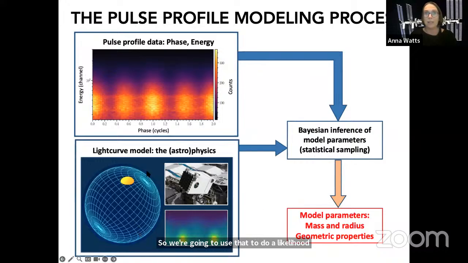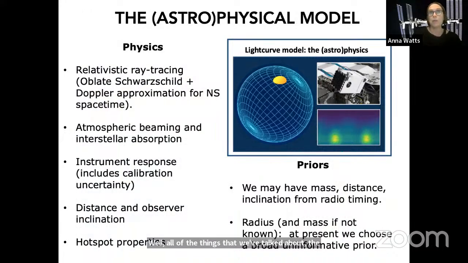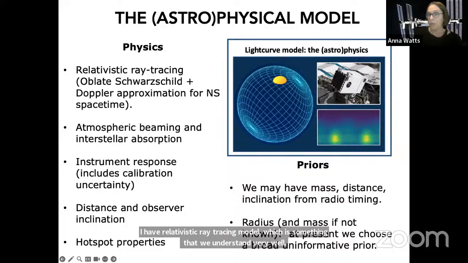So what sits basically in my model that can simulate and produce simulated pulse profiles? Well, all of the things that we've talked about, the relativistic ray tracing. So I have a relativistic ray tracing model, which is something that we understand very well. I have to basically have some kind of atmospheric beaming model in there as well.